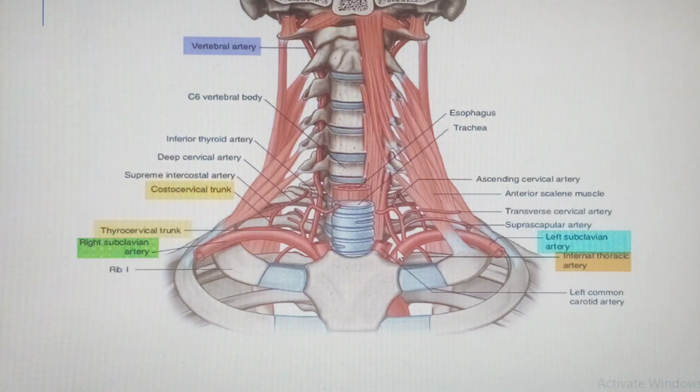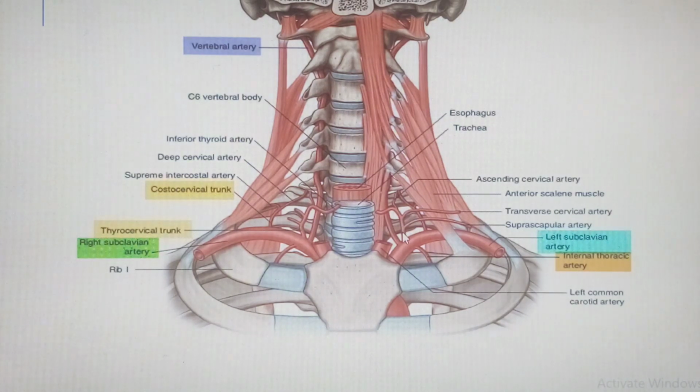Now the first part will give us three main branches, the VIT branches. So we can say vitamin. The first VIT of vitamin will be the branches of the first part of the subclavian artery. So V for the vertebral artery, I for the internal thoracic artery or the internal mammary artery, and then T for what we call the thyrocervical trunk.